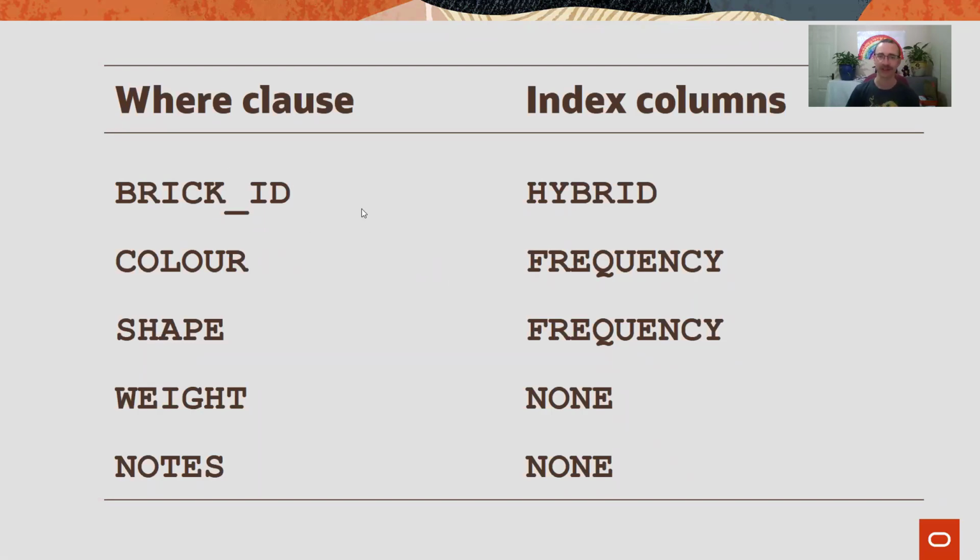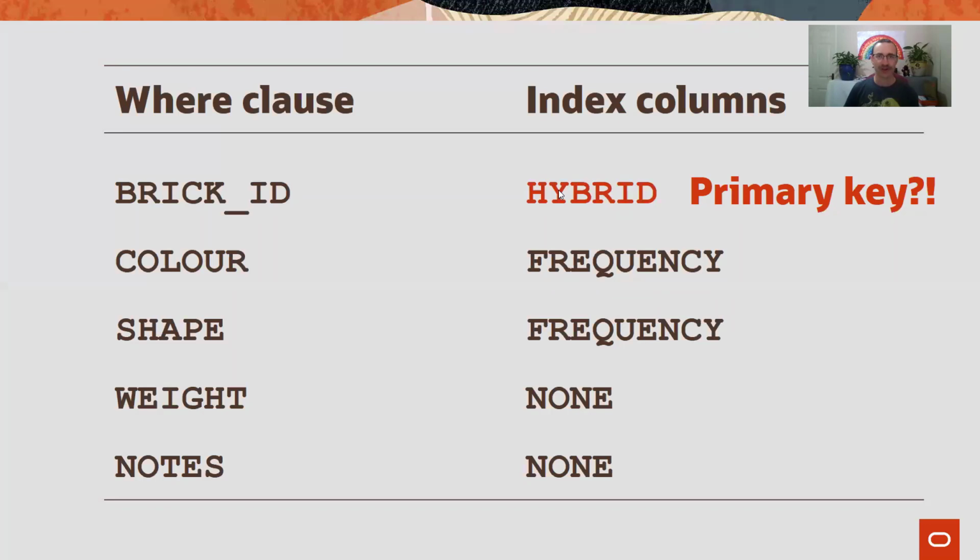Alrighty then. So we'd have these different histograms, and you can see color and shape, we've got frequency, but we've got brick ID, and you see we've actually got a hybrid histogram on that. And you're kind of like, hang on a second, brick ID, that's like the primary key of the table, right? So why would we have a histogram on that? I was talking about duplicated values. By definition, there can be at most one row for each value. So why do we have a histogram at all? Why is that even possible?